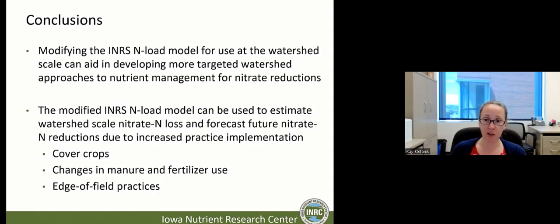So we have the ability to add in either actual implementation acres or numbers of things going in, or we could use it to forecast if we were to put in this many acres of cover crops or add in this many wetlands treating so many acres of tile drain land. We could come up with some forecasts on what the nitrate end reductions would be based on that.